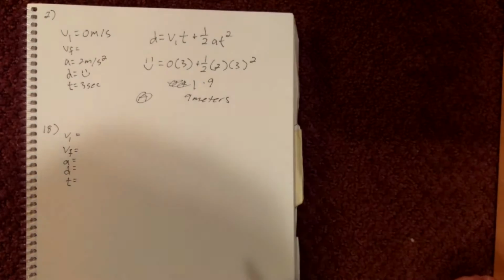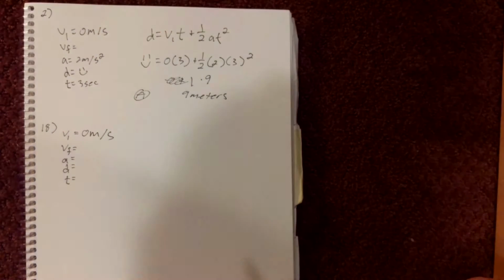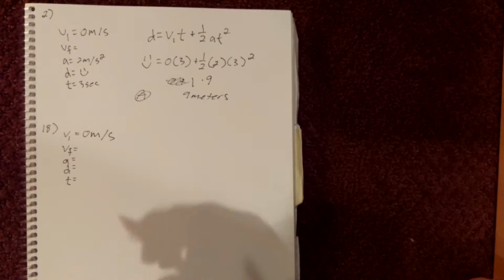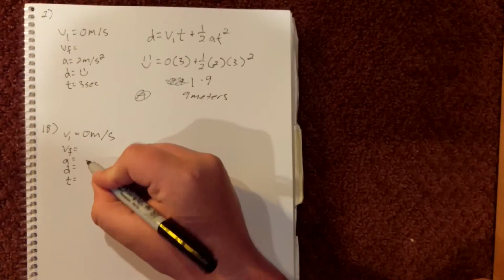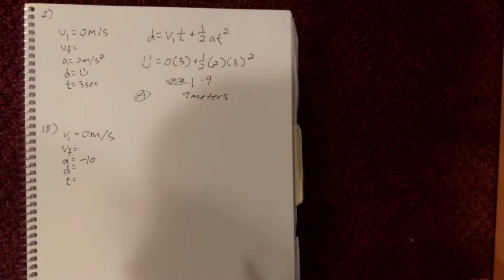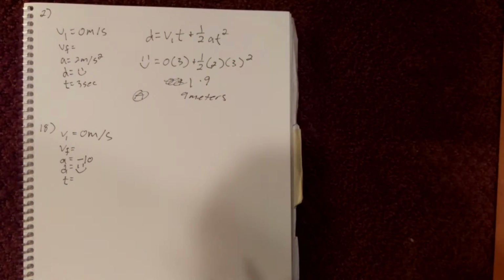So again, it starts from rest, so initial velocity is 0 meters per second. You don't know your final velocity. You do know your acceleration, which is -10, because that's what gravity is, or 9.8, but we're rounding it to 10. You're finding distance, which is a happy face, and then your time is 6 seconds.